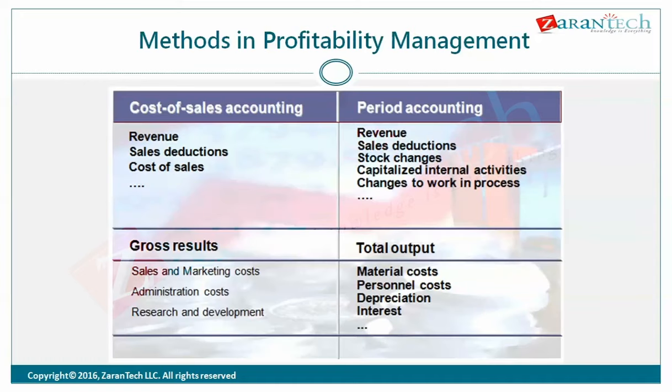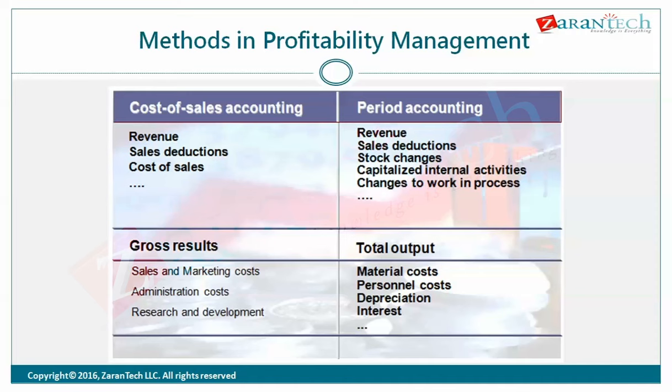So let's talk about the methods in profitability management: how profitability management is done, and what methods are being used in the business. Number one is cost of sales accounting. In cost of sales accounting, you have revenues, you have sales deductions, you have cost of sales, and then you get the gross results.